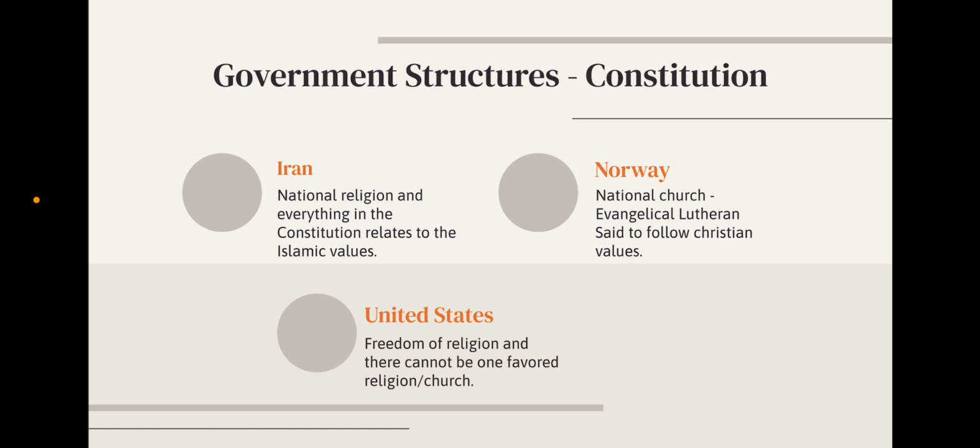In Norway, the Constitution mentions Christianity, so they do follow Christian values, and they also have a national church, the Evangelical Lutheran Church. And the United States is different from these two because they do not have a formal national religion or national church. Even in their constitution, it says that they can't favor one religion or no religion. They just allow practice of any religion, no matter what it is.